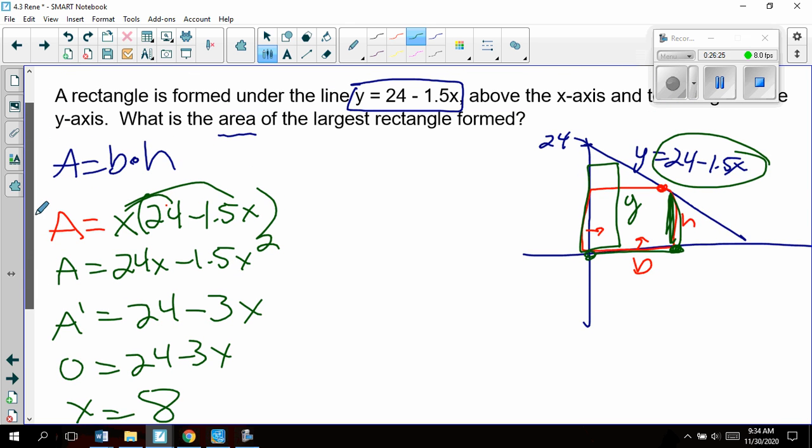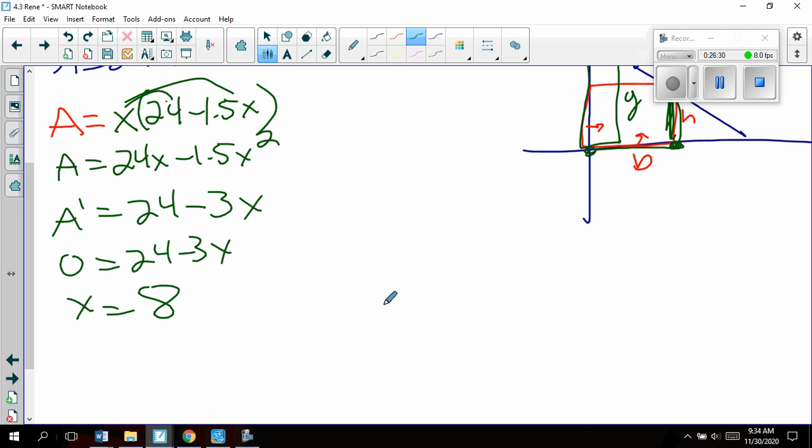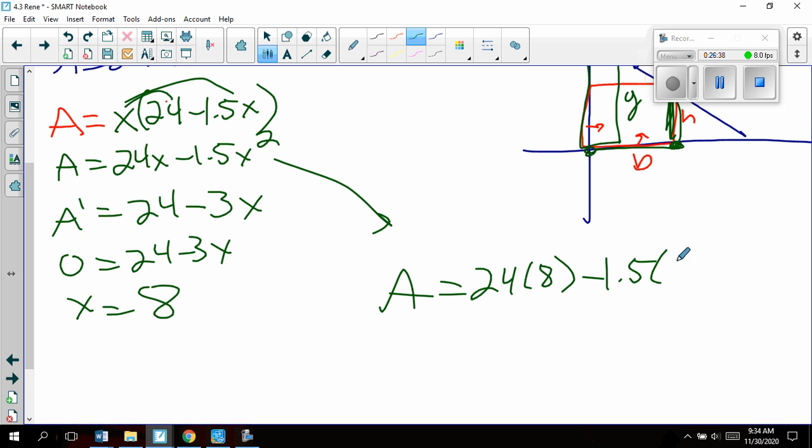Okay, last thing, I just go up and it says, what is the area? So it doesn't care about the x, it wants to know my area. So I find my area formula, which is right here, and then I just put 8 in. So 24 times 8 minus 1.5 times 8 squared. You can leave it like that. I think that's 96. Either way is fine. You don't have to simplify.